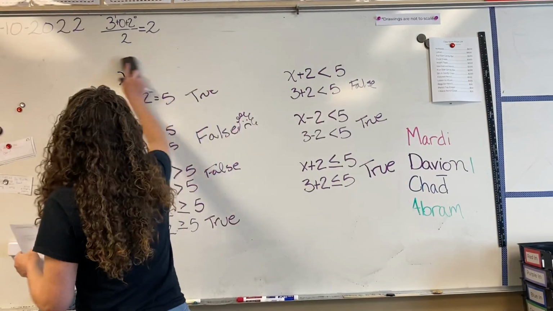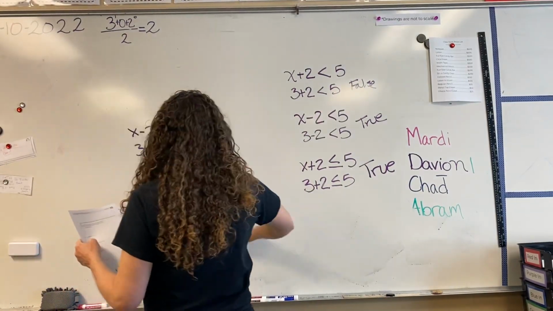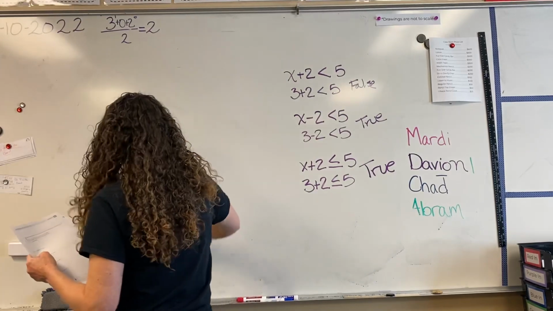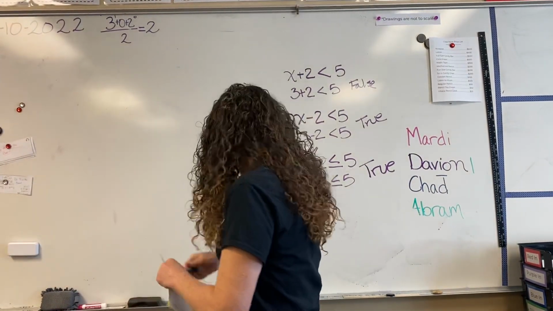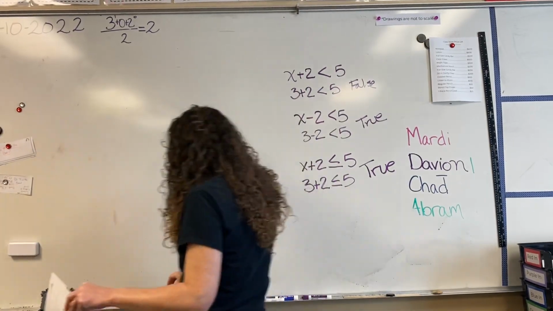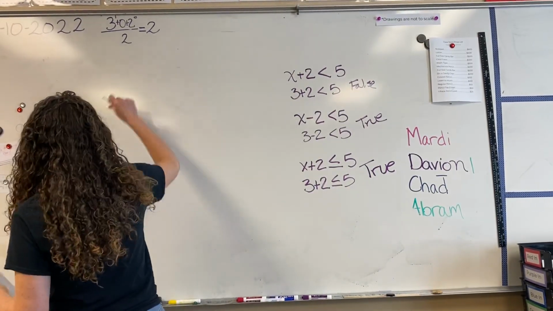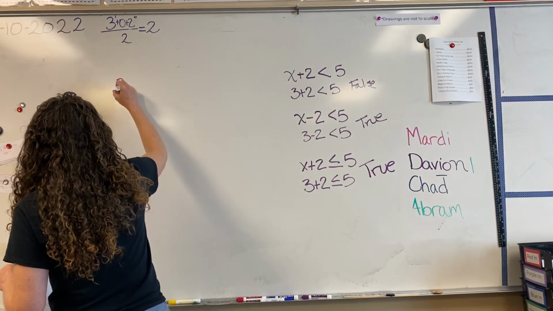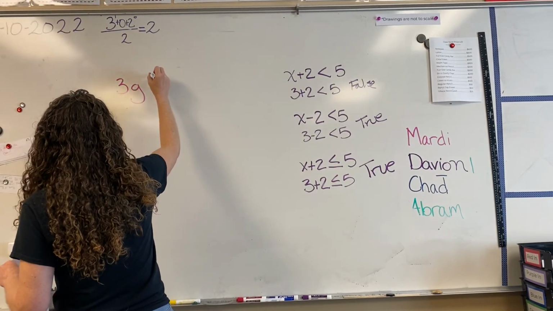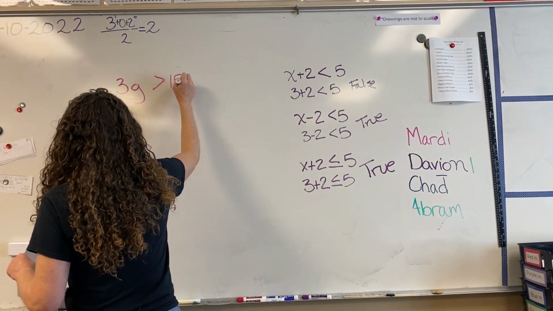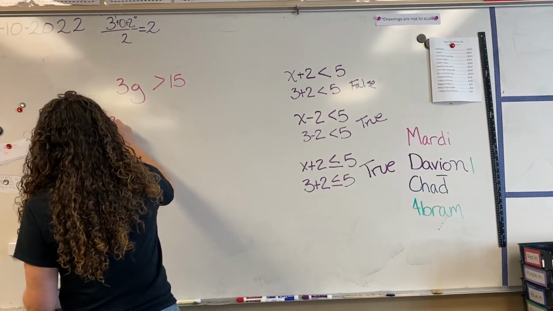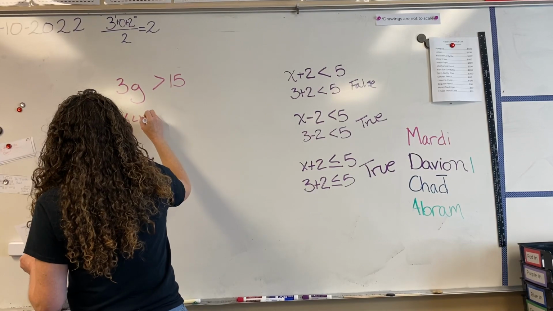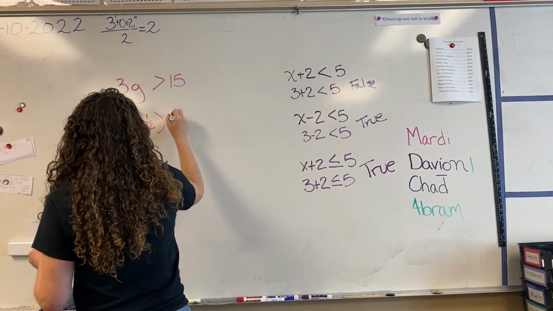I want to look at number 2. Turn the page and look at number 2 on your assignment. I'm going to do number 2 with you. 3G is greater than 15. Substitute 4.5 for G. So 3 times 4.5 is greater than 15.